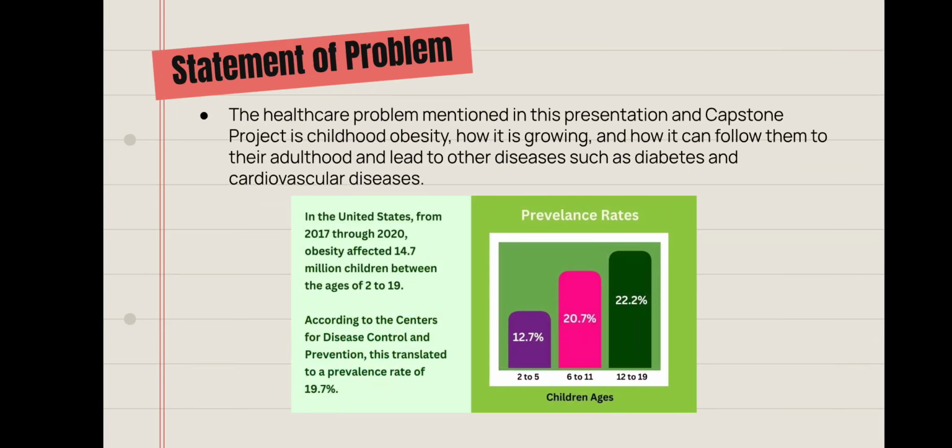The main issue that I wanted my capstone project to cover was childhood obesity, and in this chart we can see the increase of its prevalence along with ages. Understanding and accepting this is an issue that needs to be addressed is also one of the first steps of the capstone project.